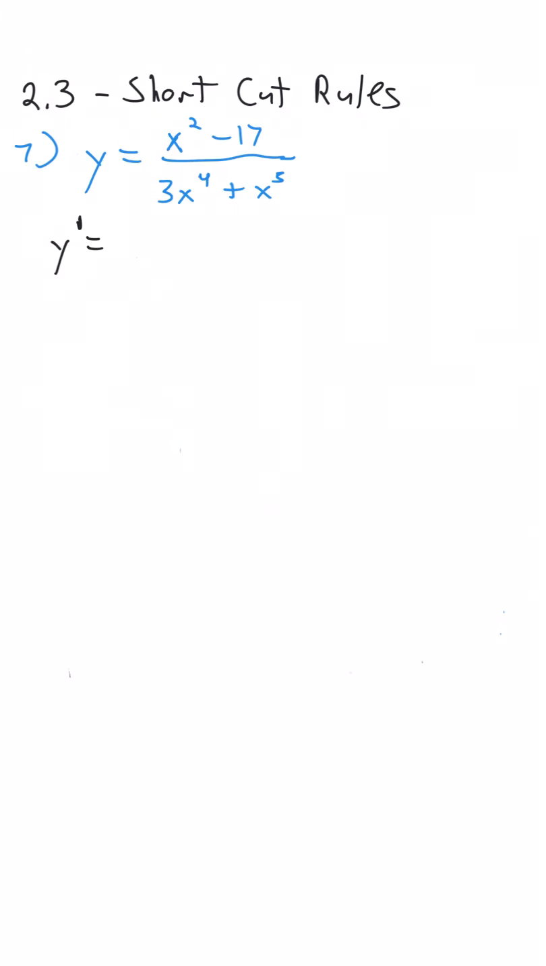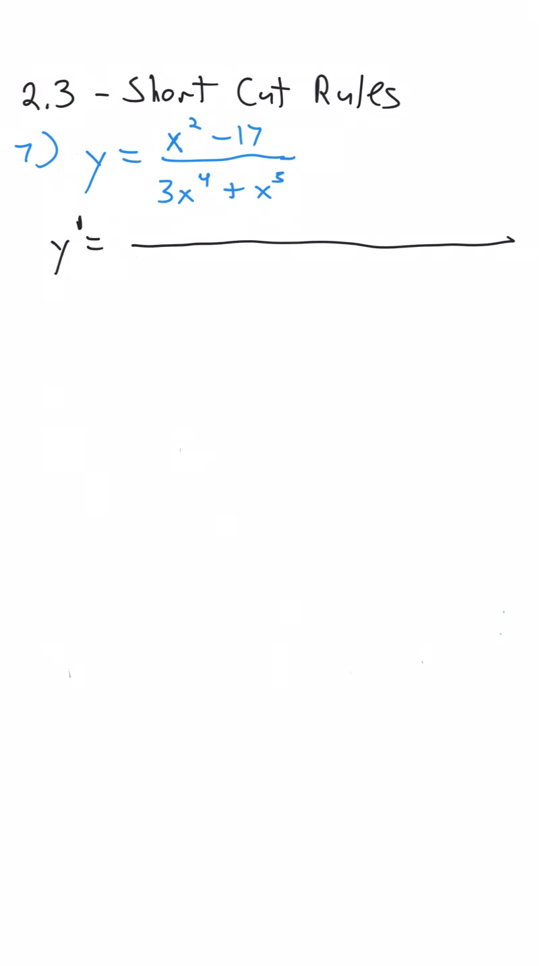Example 7. Take a look at that function, y equals x squared minus 17 over 3x to the fourth plus x to the fifth. What type of function is that? It's a rational function, a quotient of polynomials. So if you want to take its derivative y prime, what rule do you need to use? The quotient rule. What was the quotient rule again? It's low d high minus high d low over low low.